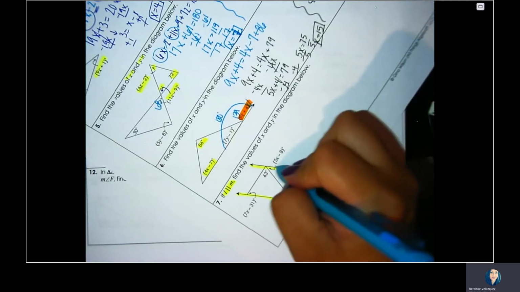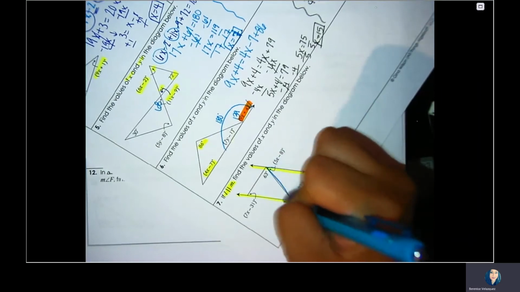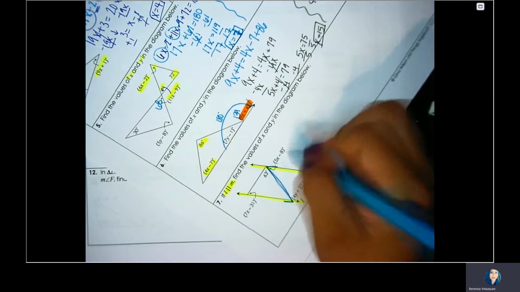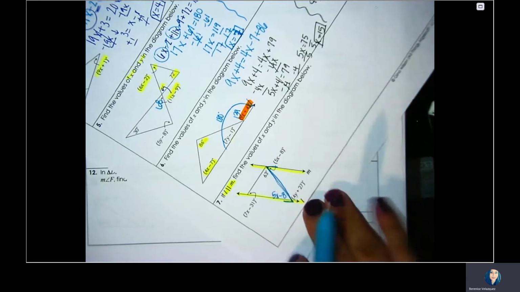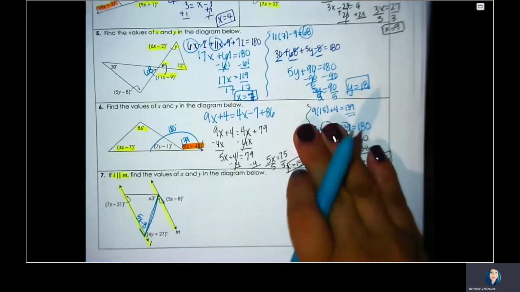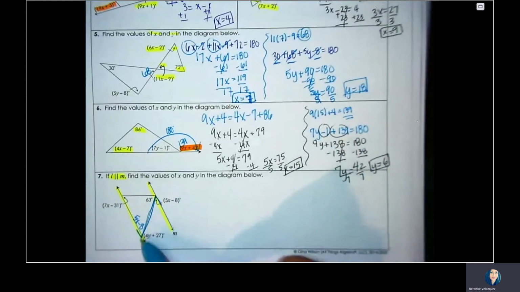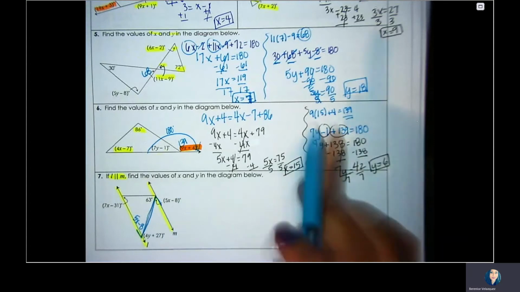So what is exactly the same? So let me go over that Z here. So this is 5x minus 8. This is 5x minus 8. So once we figure out what that 5x minus 8 is, it's actually going to go into both of them. So once we figure out x, we can put it in both of them.